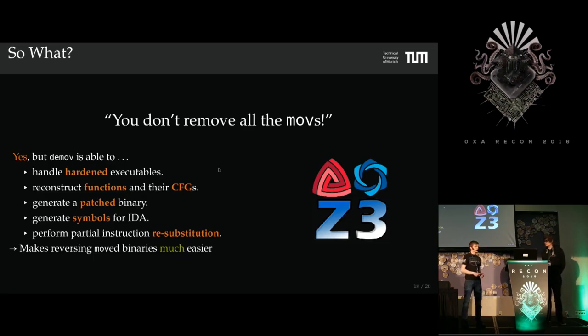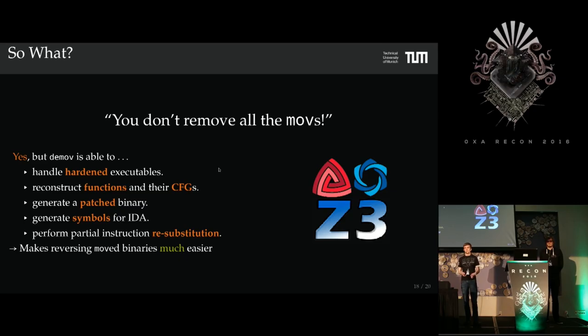it has the advantage that it can still handle hardened executables. We are doing a taint analysis, so it doesn't matter how the registers are named. It doesn't matter in which order they appear, because it doesn't matter to the taint analysis. The data gets propagated equally. Also, we get the control flow graph, which is a major help in reversing the binary in the end.